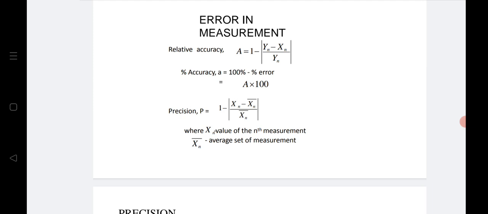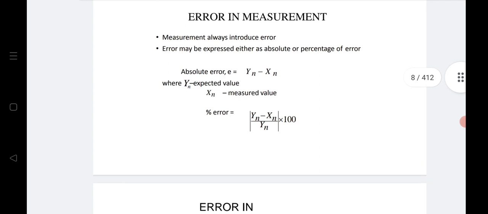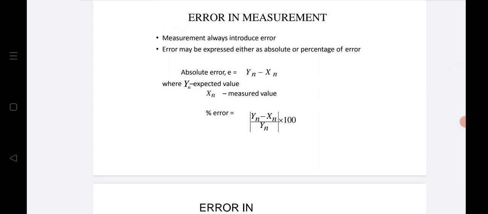This is known as relative accuracy. What is the percentage of relative accuracy? It is nothing but a is equal to 100% minus percentage of error. What is my percentage of error? Percentage of error is nothing but this one: (yn minus xn) by yn into 100.